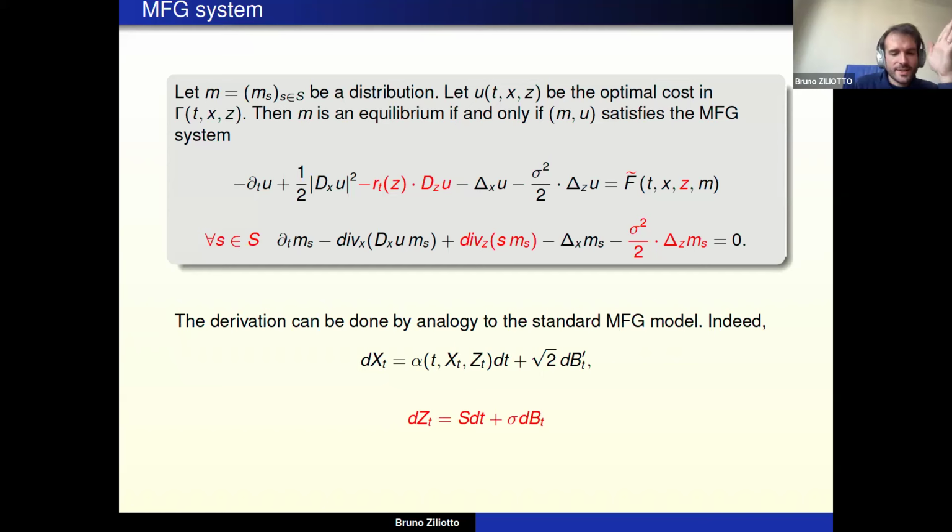But somehow I would also be a bit worried about uniqueness. Yeah, it's hard to see. But I think it's a very good extension. Thank you very much.